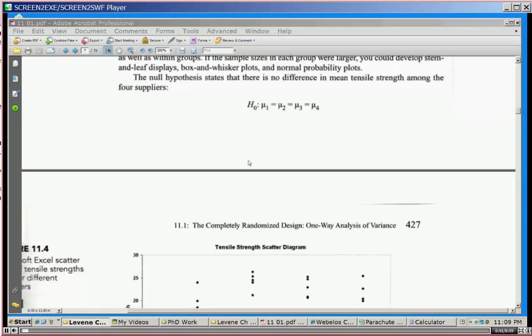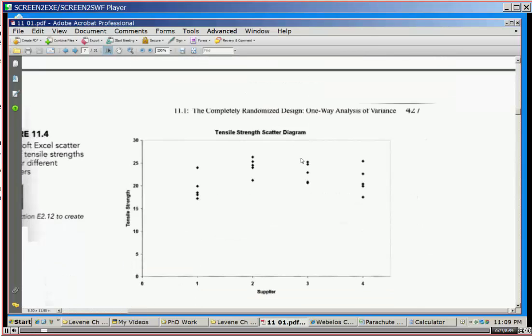Okay, continuing with chapter 11, we have just looked at the null hypothesis. This is the necessary step in ANOVA. It states that the means are statistically equal, that all the mean values for tensile strength measurements are the same for all four suppliers.